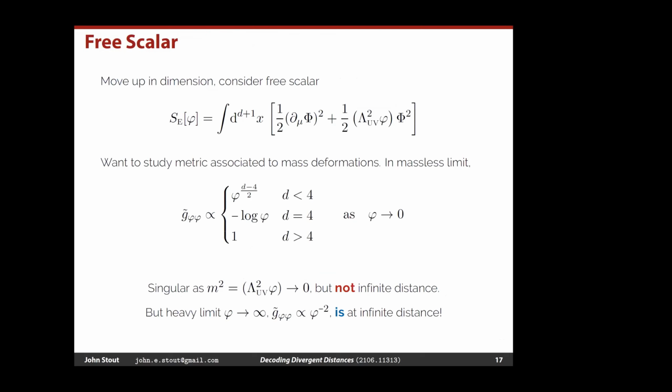So now we can start ascending in dimension and asking, what happens for a free scalar if I'm changing the mass of the scalar? I find that in the massless limit, there are metric singularities, at least in lower dimensions. But these are never at infinite distance, as our scaling analysis would suggest. In contrast, there is an infinite distance singularity as I take the mass to infinity.